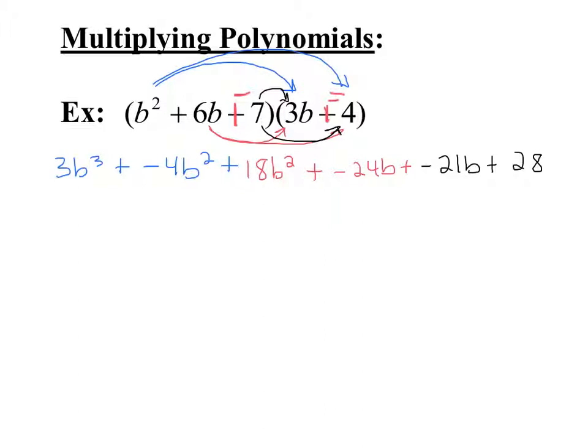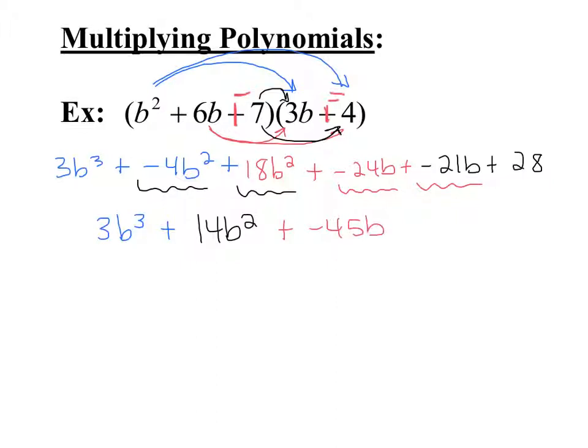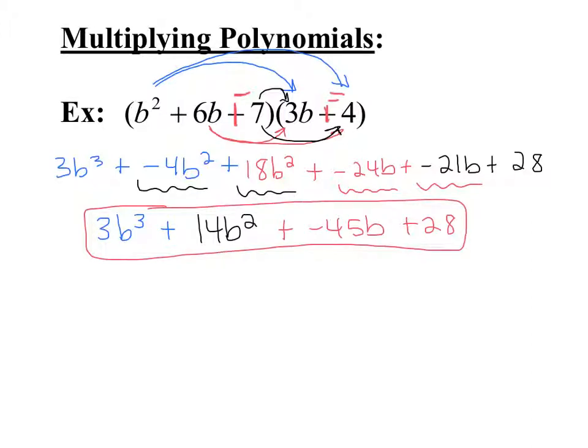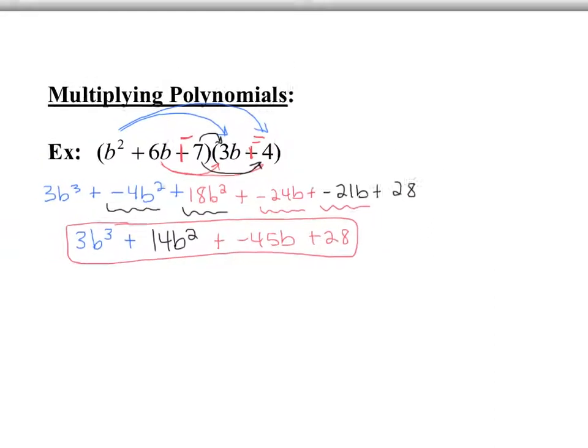So now I'm just going to go through and look for any like terms that I have. So I don't have anything like with 3b cubed. And then I can combine negative 4b squared and 18b squared to get 14b squared. And negative 24b and negative 21b to get negative 45b. And then plus 28. So that is the final answer. You can see that it's definitely a lengthy process, but not too difficult.